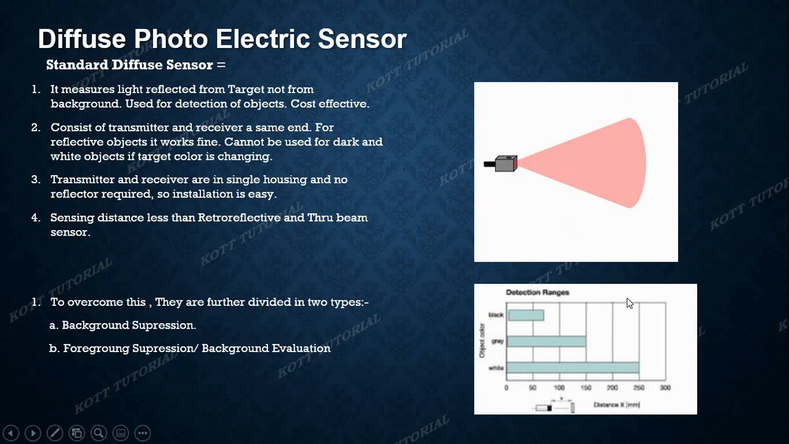But the problem is that if I have a multicolor product which has black color, gray color, and white color, at a distance of 200 mm, in this case I cannot use this sensor. The reason is that if our product is white color, it can successfully detect at 200 mm. But if I have a product of black color and a gray color, it will not detect at 200 mm. So this is the major drawback of a standard diffuse photoelectric sensor. They are cost effective, but they cannot detect multicolor products.